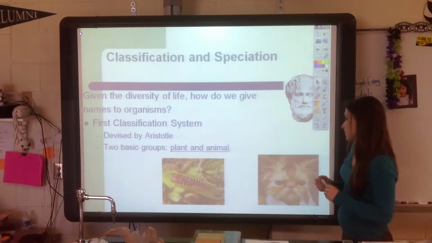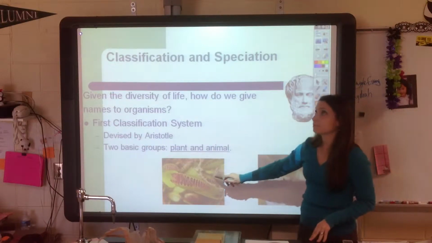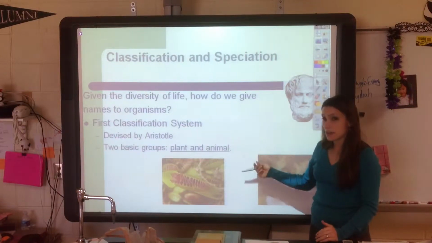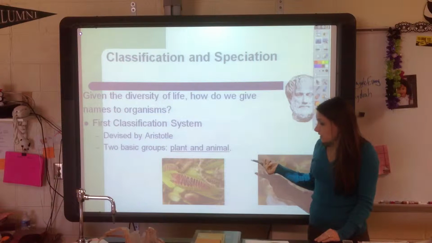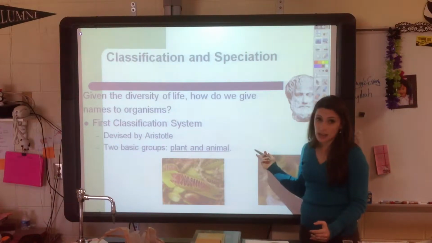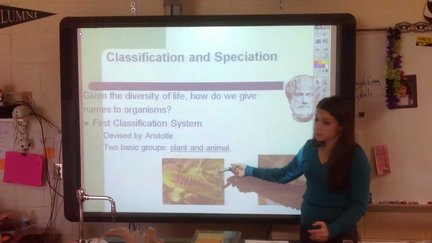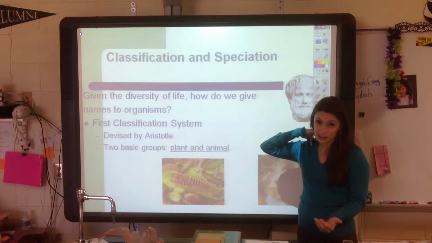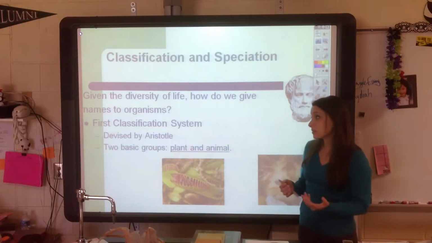So for example, if you look at this organism, this is a Venus flytrap, but that's its common name. And it's actually kind of difficult to give this a name. Is it a plant or is it an animal? Because it looks like a plant, but it consumes, it eats, it traps and eats flies. So is it an animal or is it a plant?